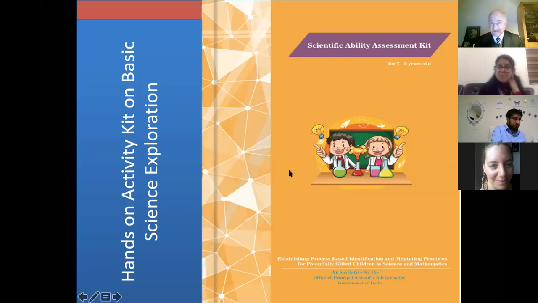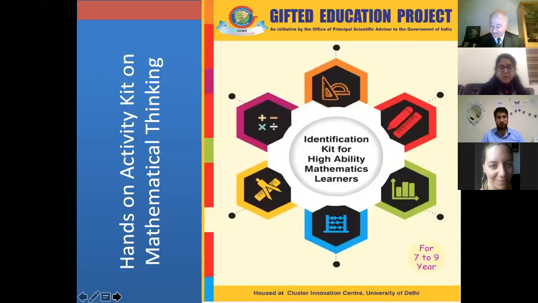So this is the science kit. It is basically a collection of 10 science activities, and it has certain questions. This kit is not validated at large scale, but yes, on a very small sample, less than 50 children in the age group of 7 to 9 years. It is yet to be validated on a large scale, but we are going to take care of that. This is the math activity, and the focus is on mathematical thinking.